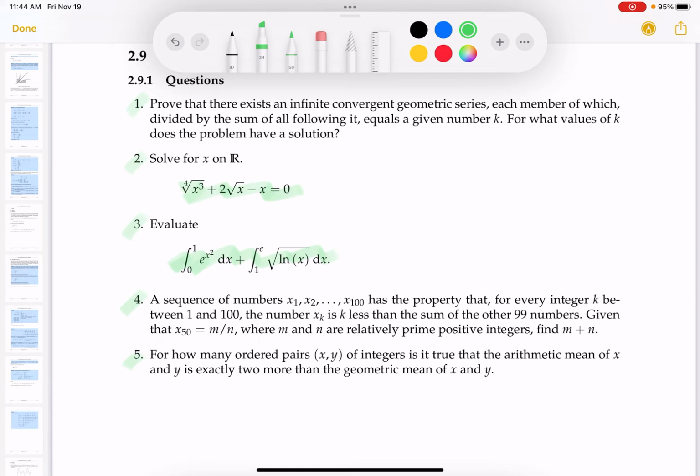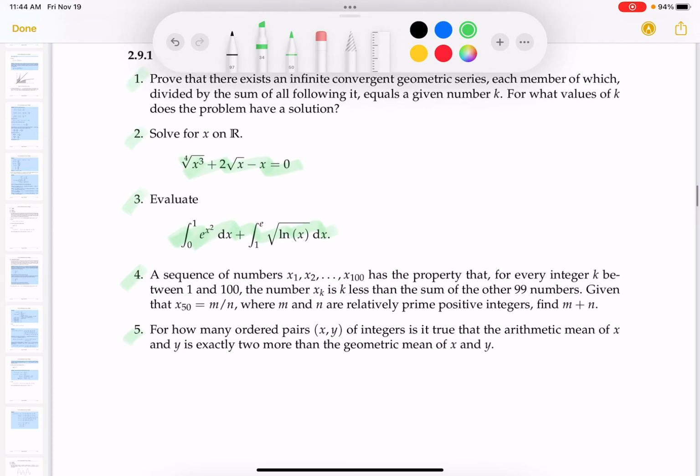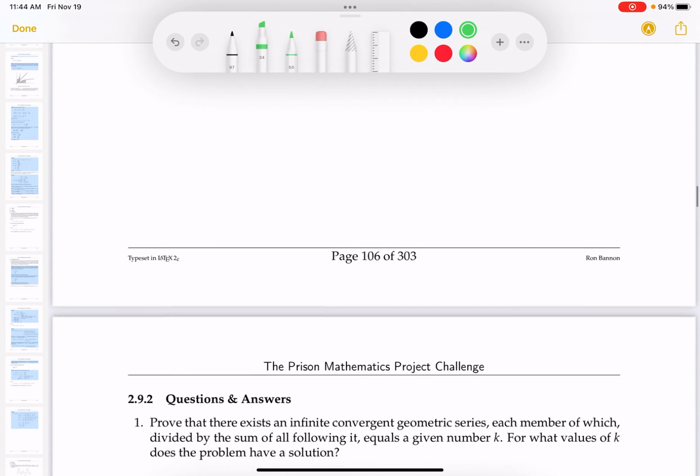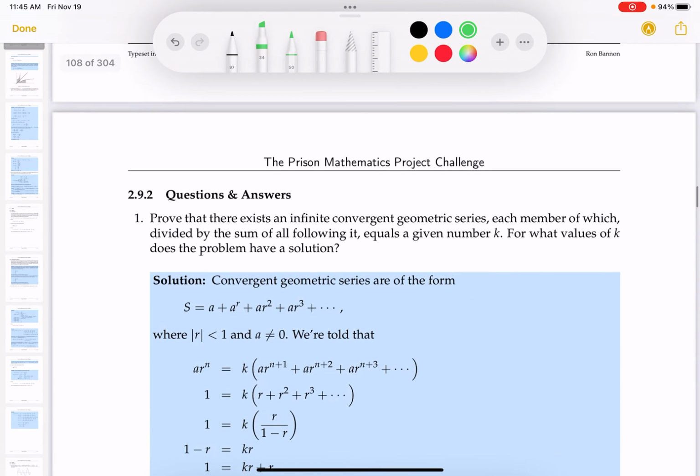Now, number 1: prove there exists an infinite convergent geometric series. I'm looking at number 1. Each member divided by the sum of all following it equals a given number k. Now again, a lot of people just see that as alphabet soup. I don't know what to do with it. I want to cut to the chase, though. I'm going to walk you through what I think you should do if you get stuck.